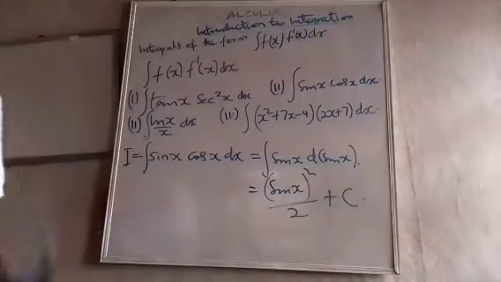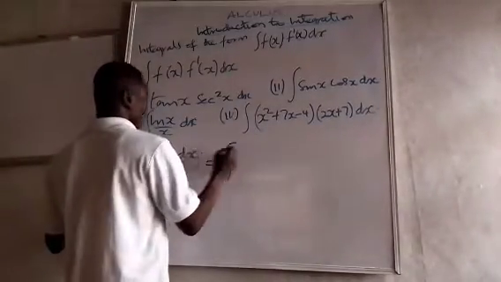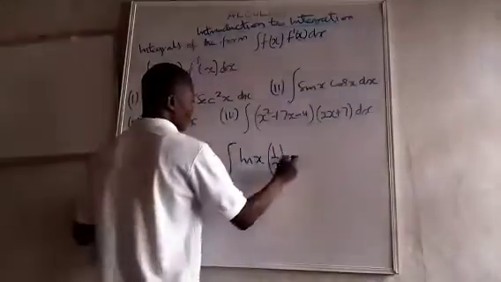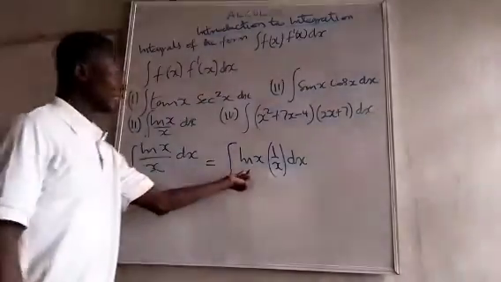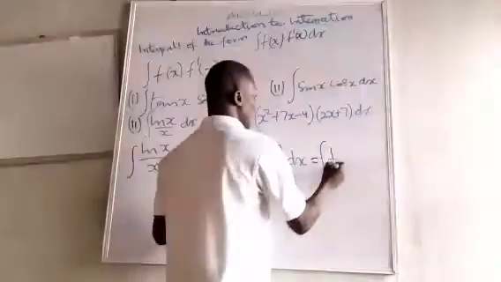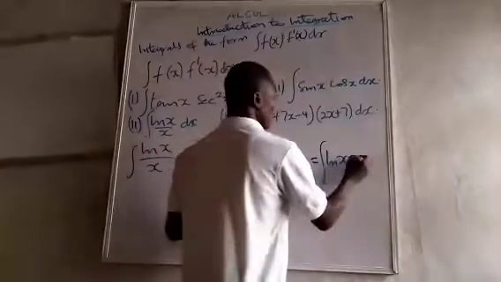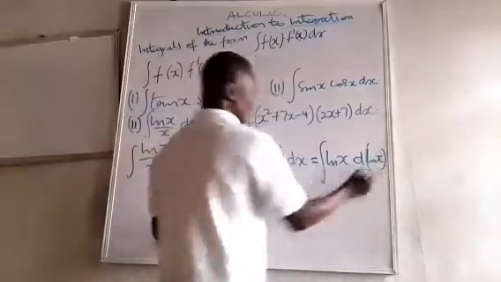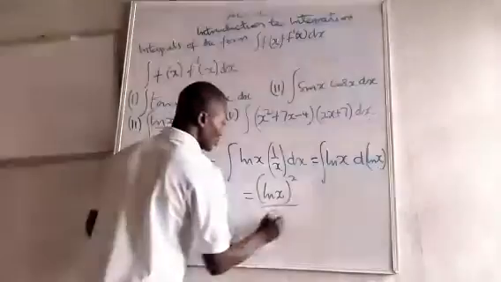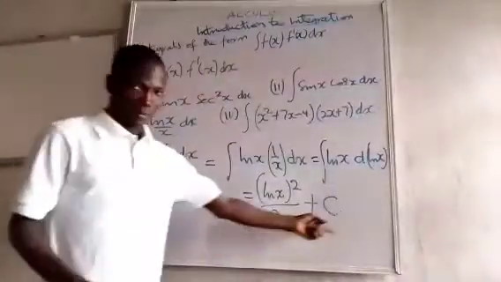Now let's look at which other one. ln x times 1 over x dx. If you differentiate ln x, it will give you 1 over x. So you can easily write it like this: ln x d(ln x). You can see it will give us ln x all squared over 2 plus c.